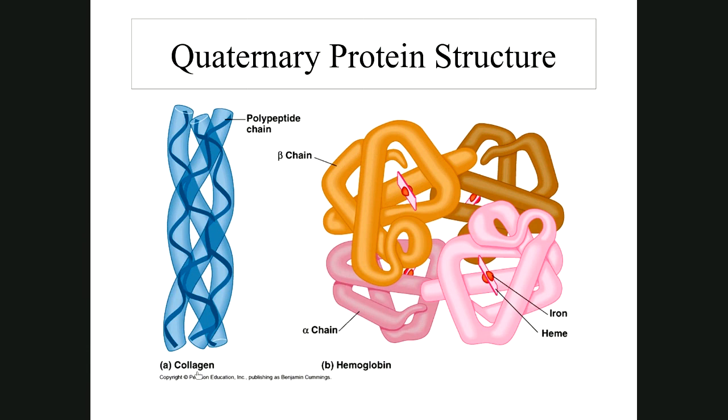And then here's hemoglobin over here. It's made of 4 molecules, 2 beta chains and 2 alpha chains, and they have to have iron in there to carry the oxygen. But this is a quaternary molecule of hemoglobin. It's made of 4 tertiaries put together.